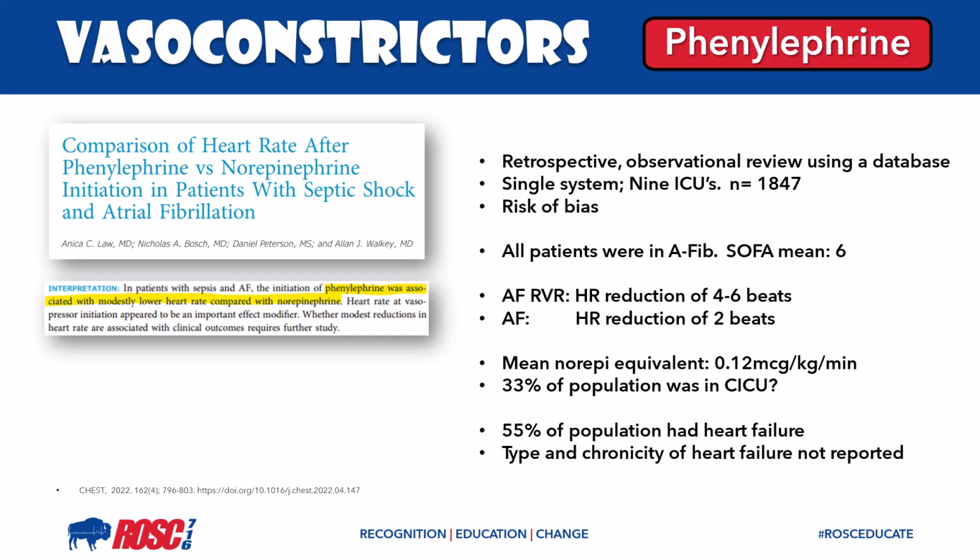Inclusion criteria required the patient to be in septic shock, AFib, and to have a SOFA score of at least 6. The 2 study groups were patients in atrial fibrillation rate controlled and atrial fibrillation RVR. RVR was defined as a heart rate greater than 110 in this study.